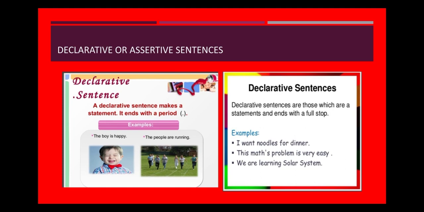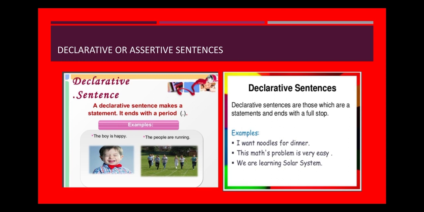So let us try to understand the first type, that is declarative or assertive sentences. Children, declarative sentences are also called assertive sentences. A declarative sentence makes a statement. It ends with a period, that is, it ends with a full stop. So all those sentences which are statements and end with a full stop are called declarative or assertive sentences.